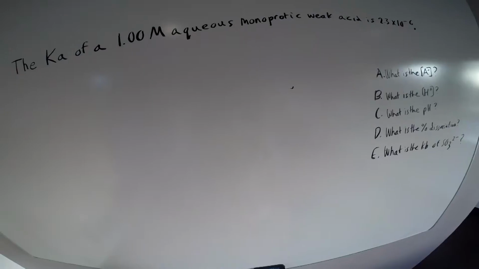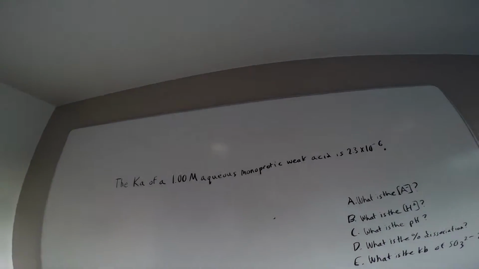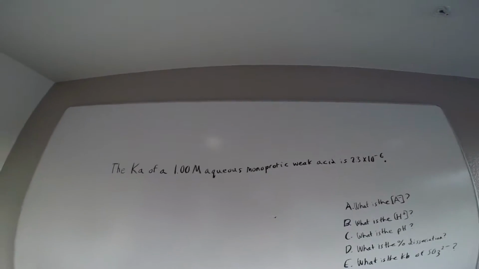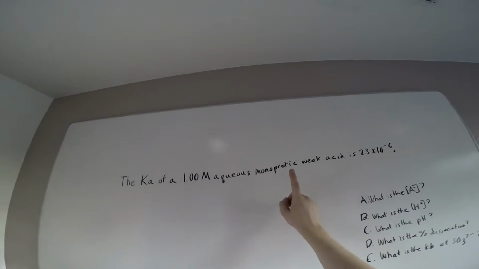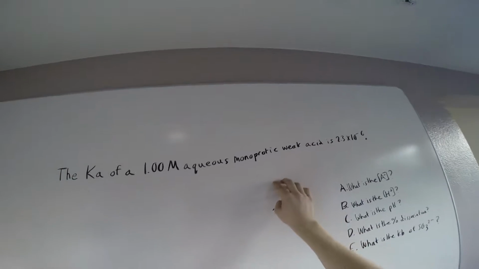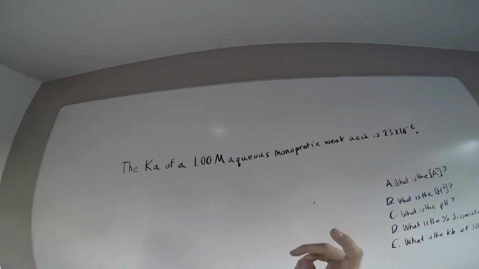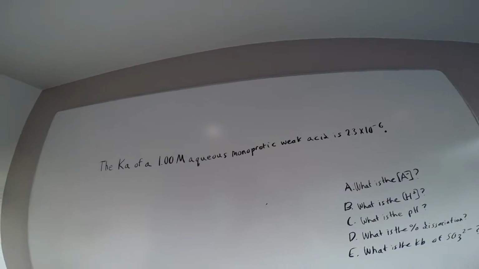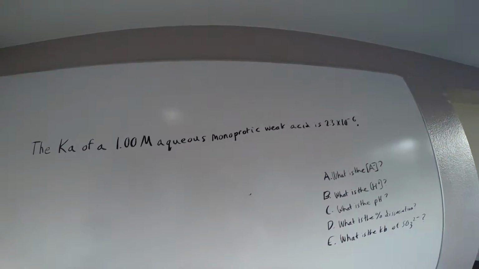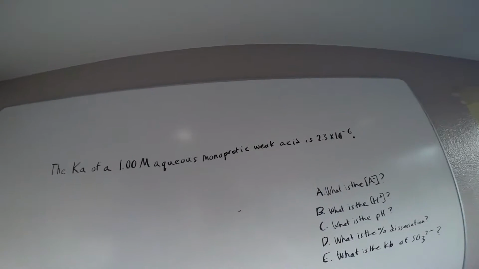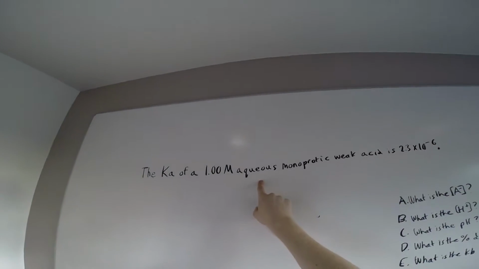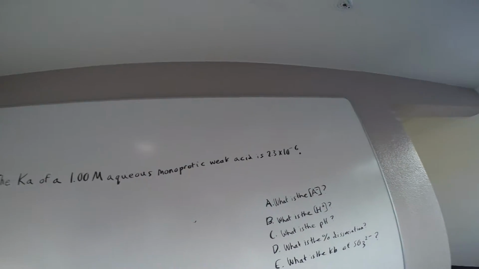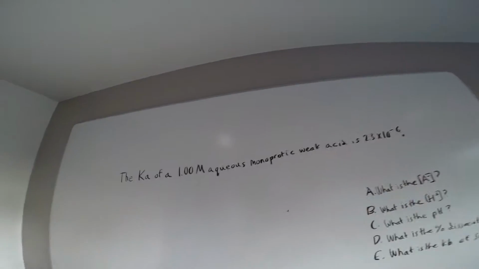So let's get started. This is the only information they give us, but it's actually a lot of information because they tell us it's a monoprotic acid. That means a weak acid. That means that only one H+ ion is involved with it, and it doesn't completely dissociate in solution. They also tell us it's aqueous, so we know it's in solution. And they tell us our Ka.